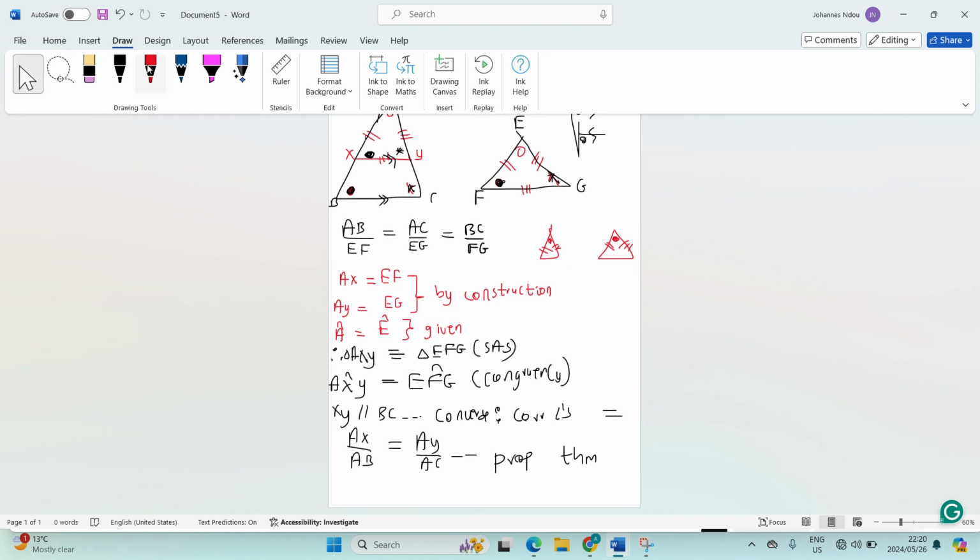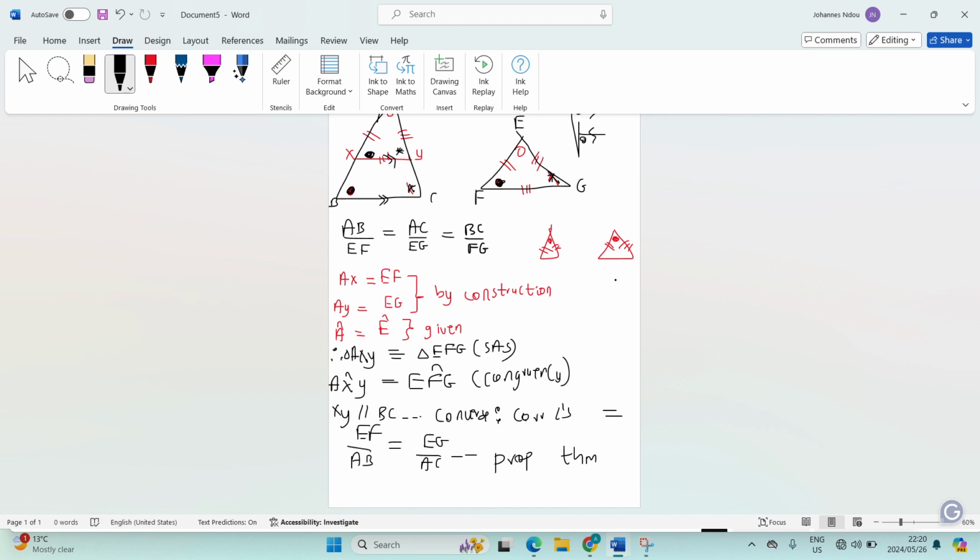Now, what do we know about AX? We know that AX is equal to EF. So where I see AX, I can put EF. So I'm quickly going to cancel AX and put EF. But don't cancel in the exam. You must write this on the next line. I don't have space, okay? So where I see AX, I'm going to put EF. And where I see AY, I'm going to put EG. So this will be EG.